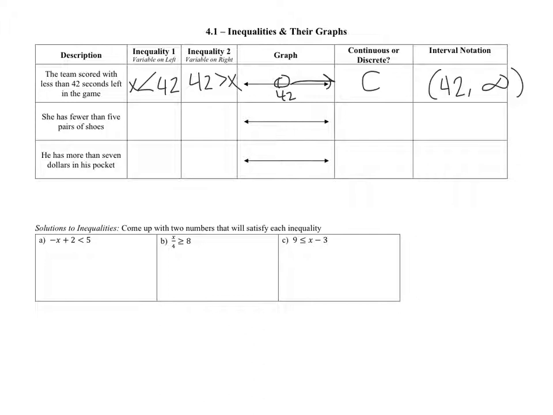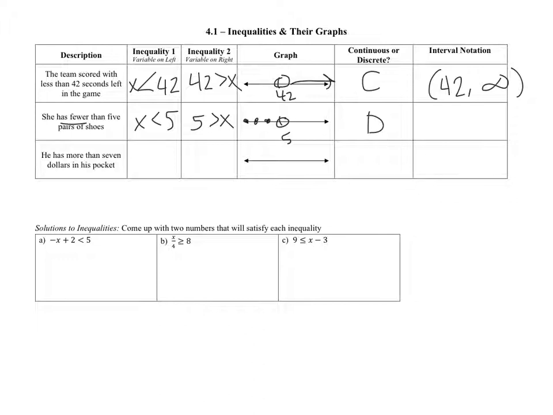She has fewer than 5 pairs of shoes, so it's fewer than. So x is less than 5. It doesn't include 5. Or 5 is greater than x. We're talking about shoes, so it's going to be discrete because we can't have parts of a shoe. And we're not going to make it closed out at 5 because it doesn't include 5. So we're going to put 4, 3, 2. You can put an open dot at 5.